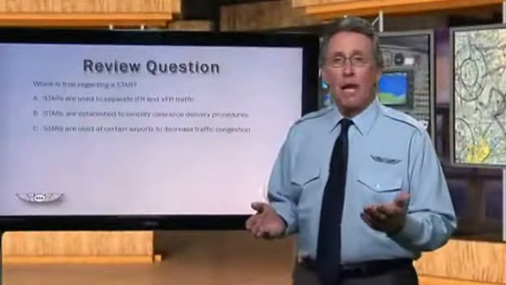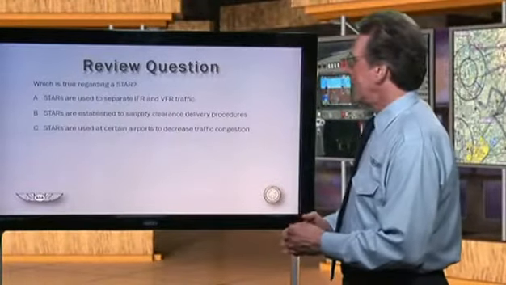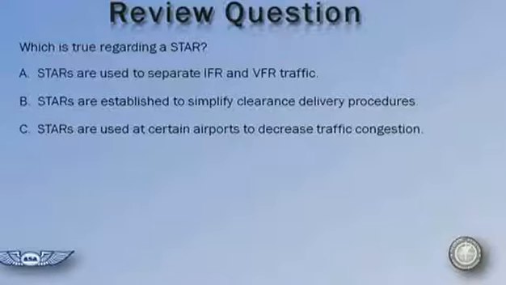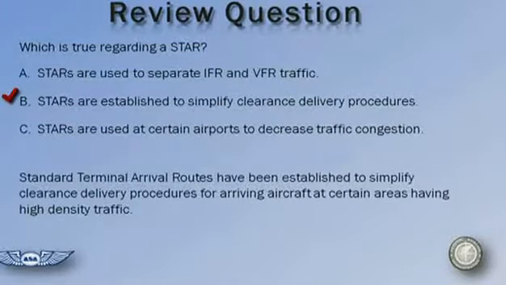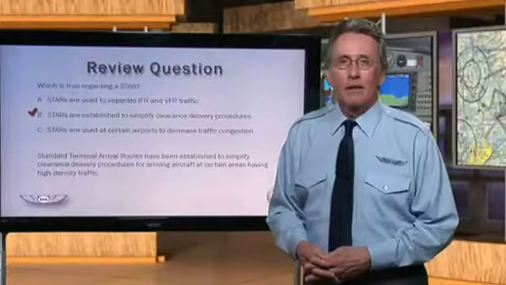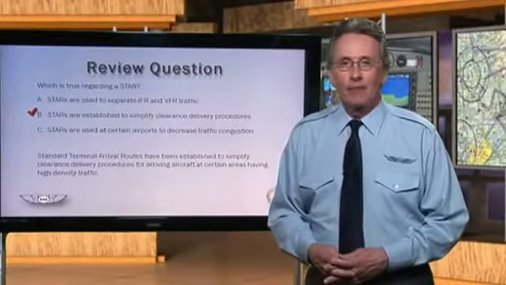Let's take time now for a review question. Which is true regarding a star, A, B, or C? Well, B is the correct answer. Standard terminal arrival routes have been established to simplify clearance delivery procedures for arriving aircraft at certain areas having high density traffic. That's your answer then, B.